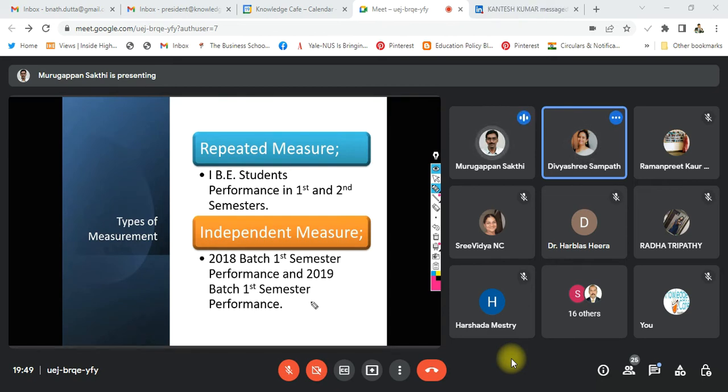Madam, both we can apply here. Say, for example, context 1, context 2. If the same set of customers has been exposed to a product in different contexts, that falls under the repeated measure. If you have one set of customers in one context and another set of customers in another context, and you study how they prefer the products, how they behave, or what their attitude is, that is an independent measure.